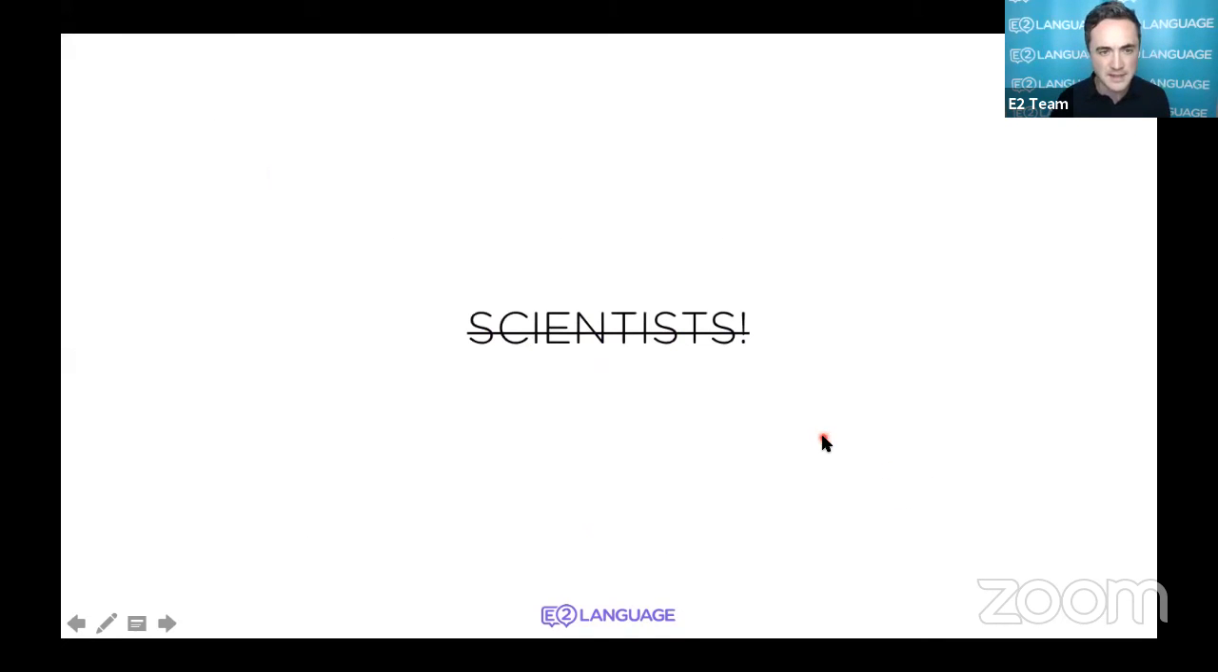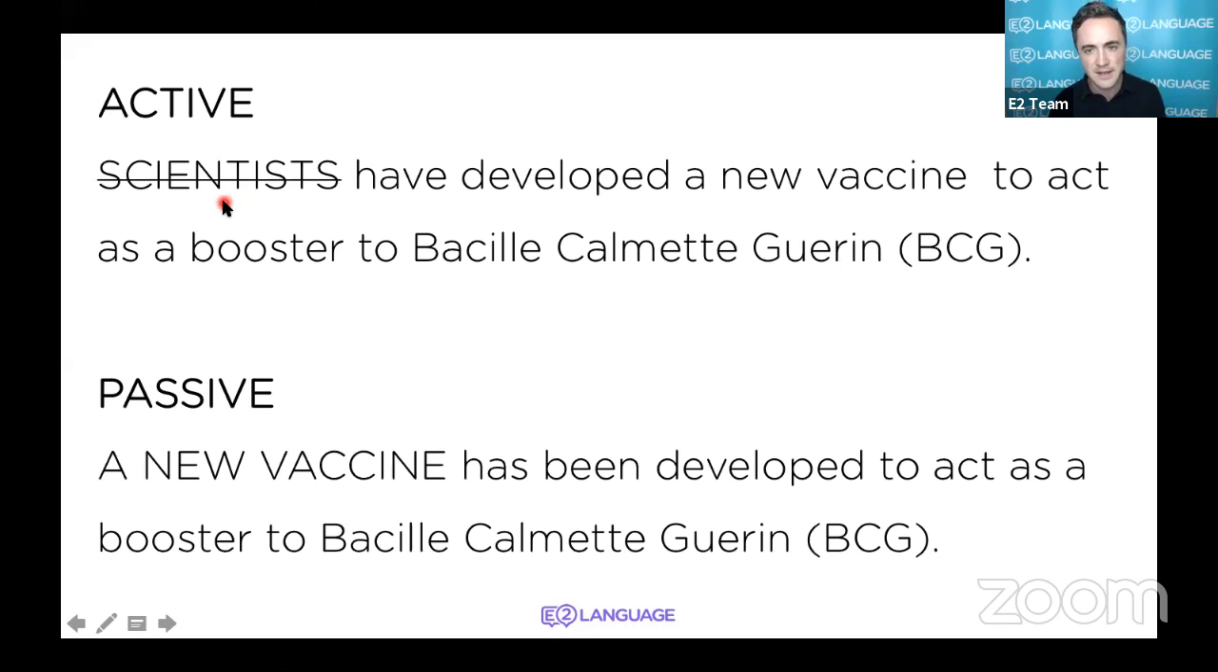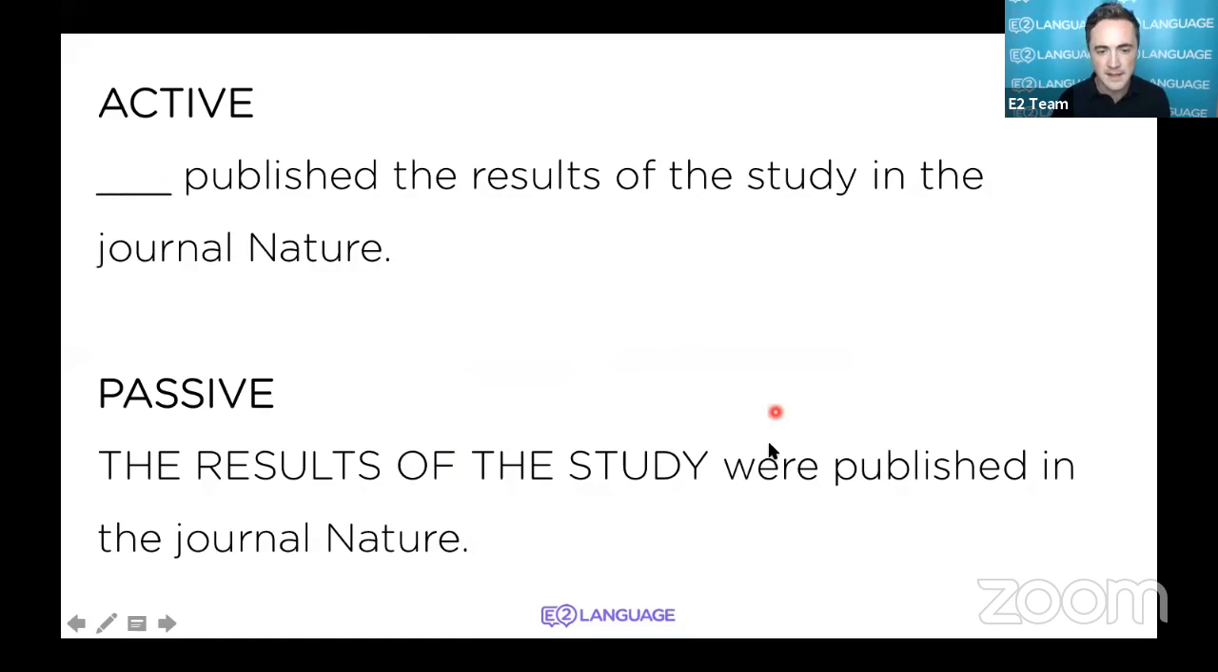So maybe it was scientists. You could say scientists have developed a new vaccine, but the emphasis is not on the scientists. The emphasis is on the new vaccine. A new vaccine has been developed. Cool. Last one. Here we go.